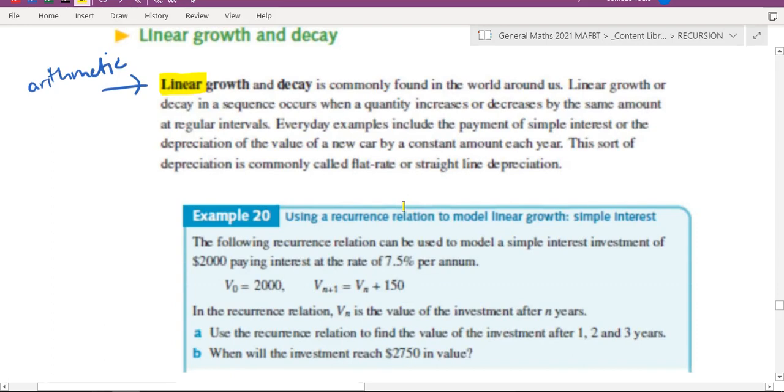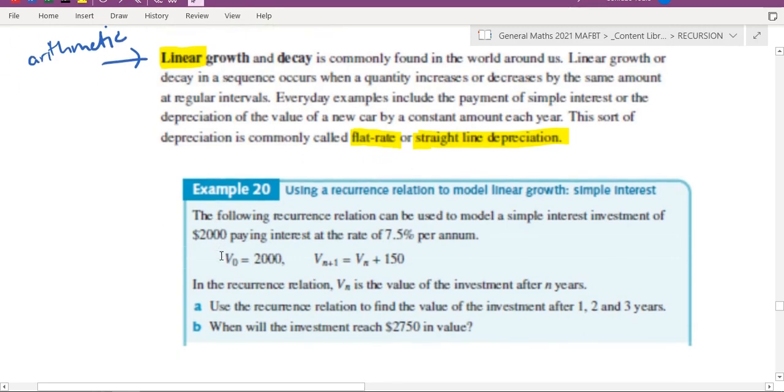So examples of this, and you'll see this a lot, is when you see the word flat rate or straight line depreciation. That's all linear decay. I know these words are probably a bit unfamiliar to you, but just look out for them when you read questions. Flat rate, straight line. That all means linear. So when it's linear, then think arithmetic.